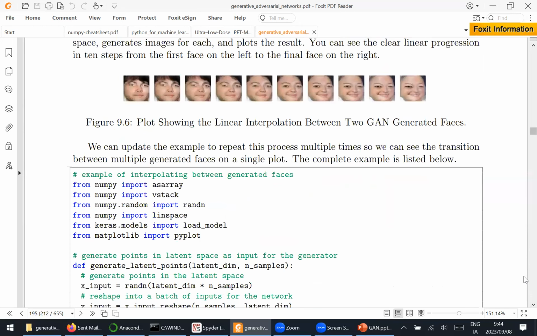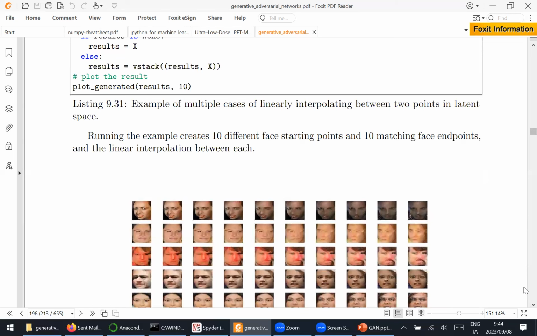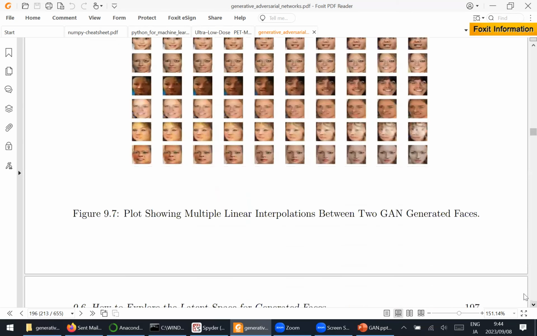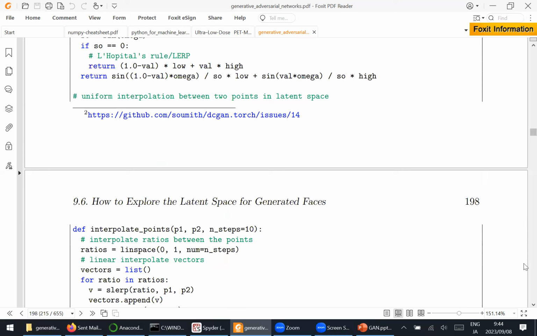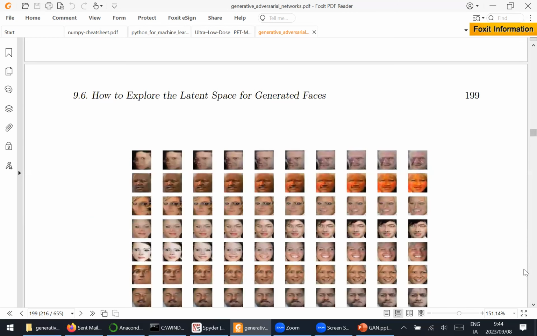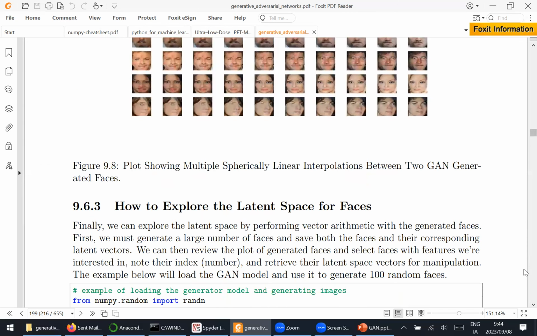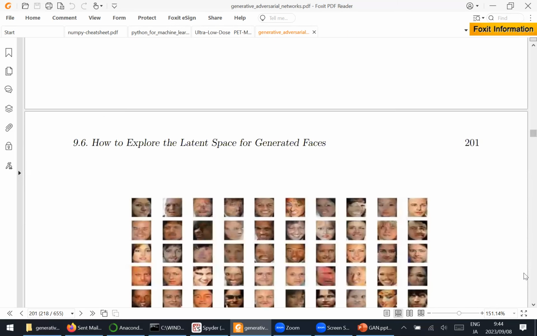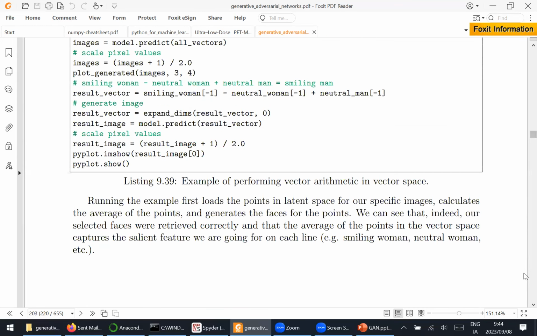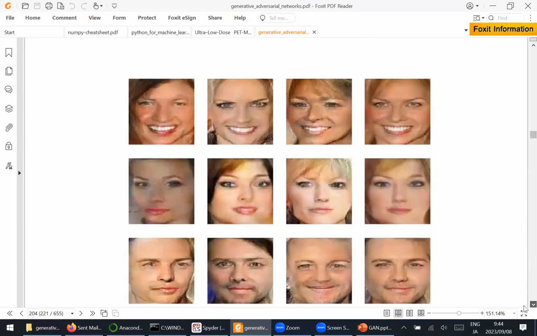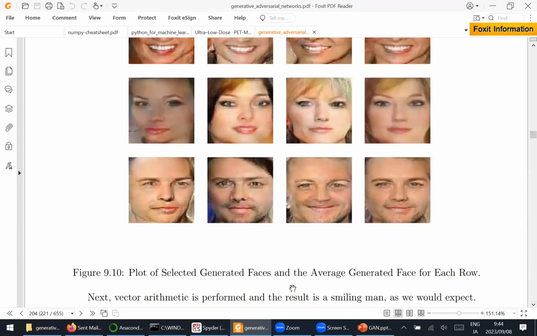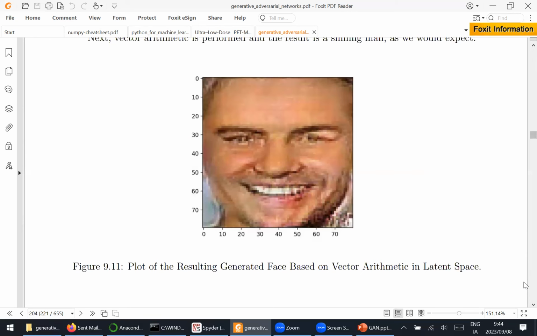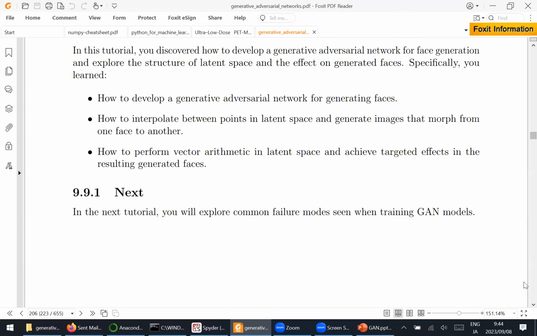Interpolate between two faces. So this is a morphing. That was one latent space. Generated faces. Okay, so that's faces.